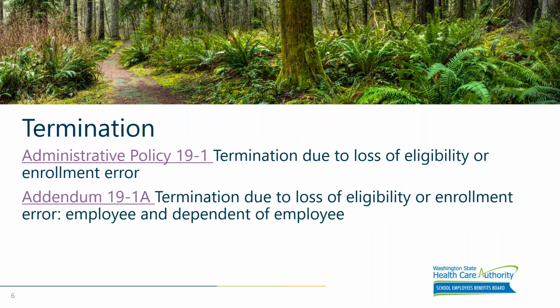So when it comes to terminations, we're also going to be using Administrative Policy 19-1 that covers termination due to loss of eligibility or enrollment error. And then the Addendum 19-1, termination due to loss of eligibility or enrollment error, which talks about employees and dependents of employees.